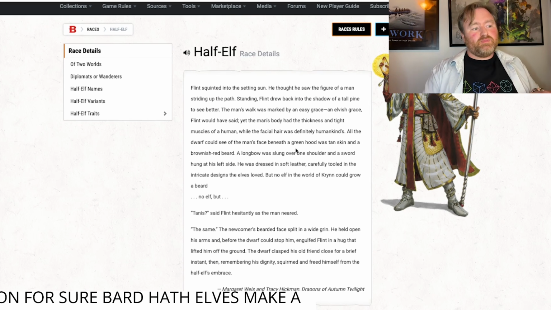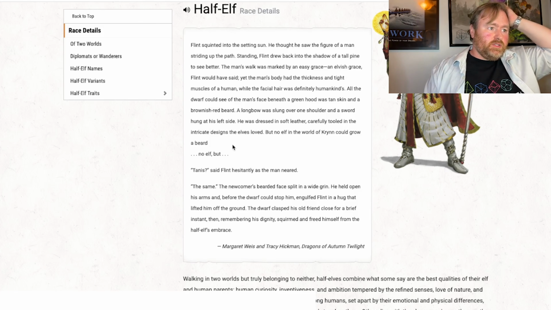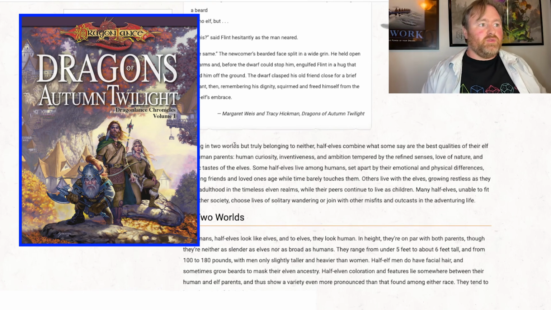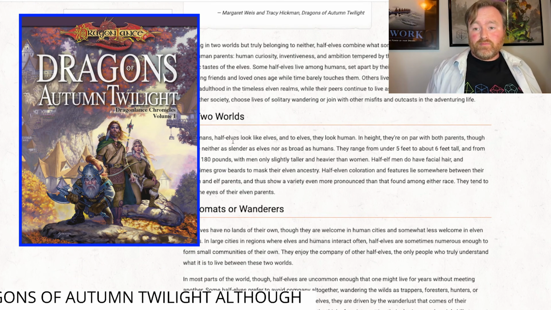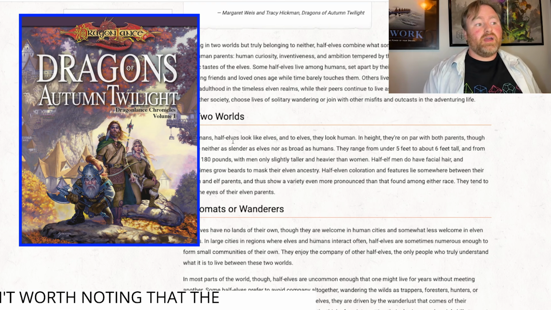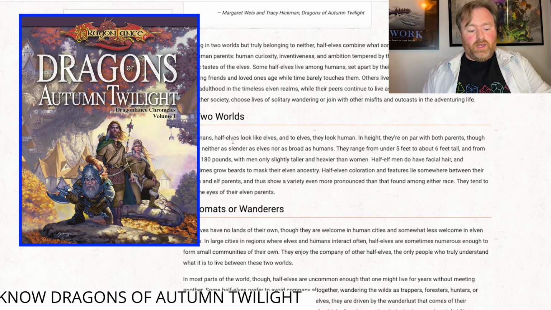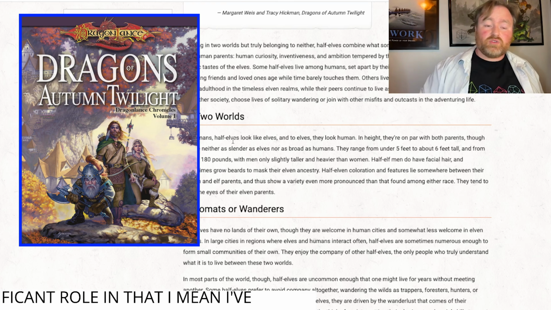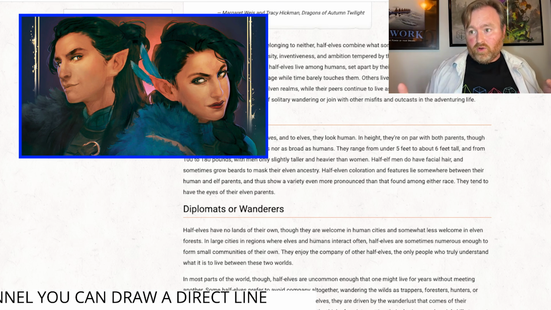We're just going to read what's presented in the player's handbook. Not this part, which is an excerpt from Dragons of Autumn Twilight. Although it is worth noting that the inspiration often taken for half-elves, you know, Dragons of Autumn Twilight and Tanis Half-Elven, does play a significant role in that. I mean, I've talked about this before on the channel. You can draw a direct line between Tanis and Vax and Vex from Critical Role.